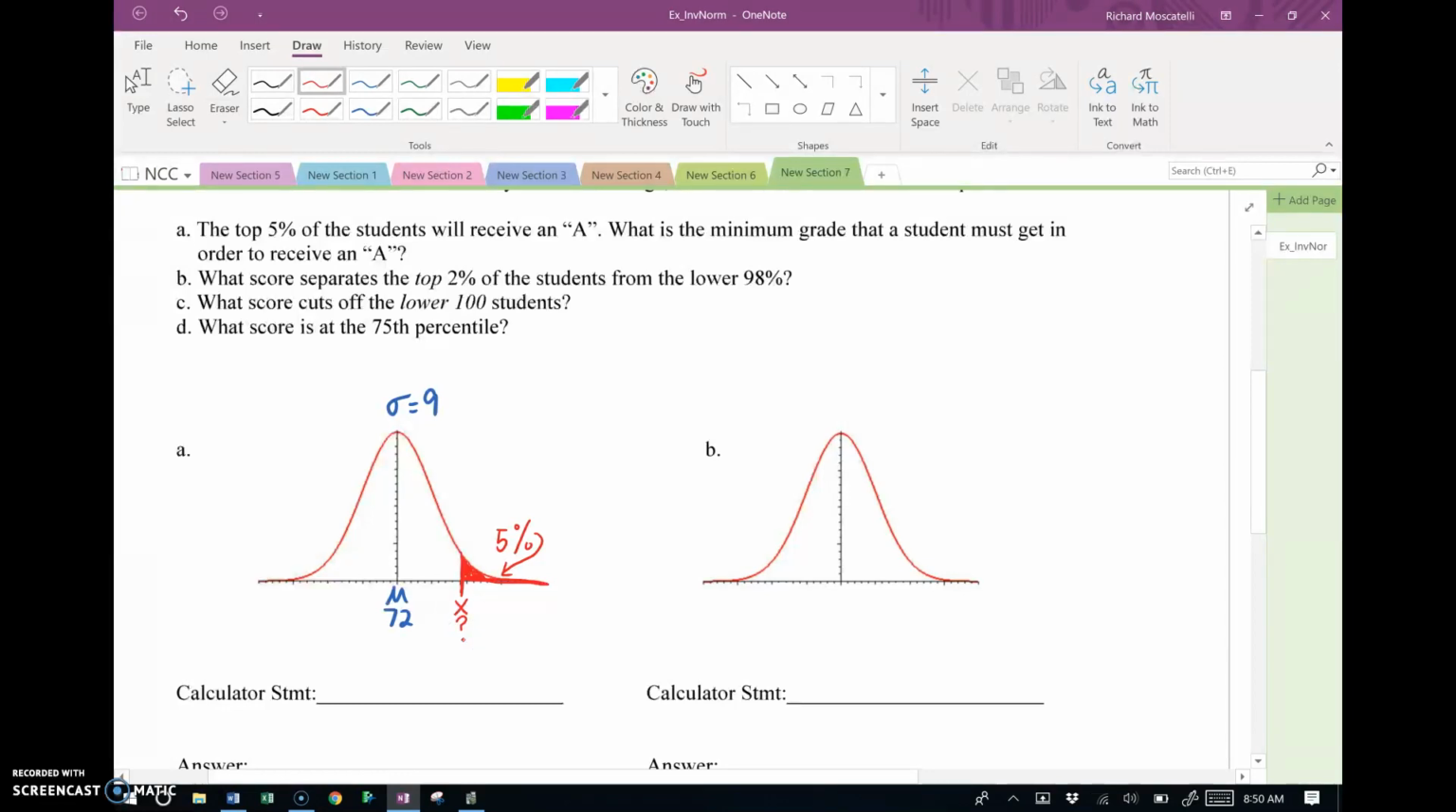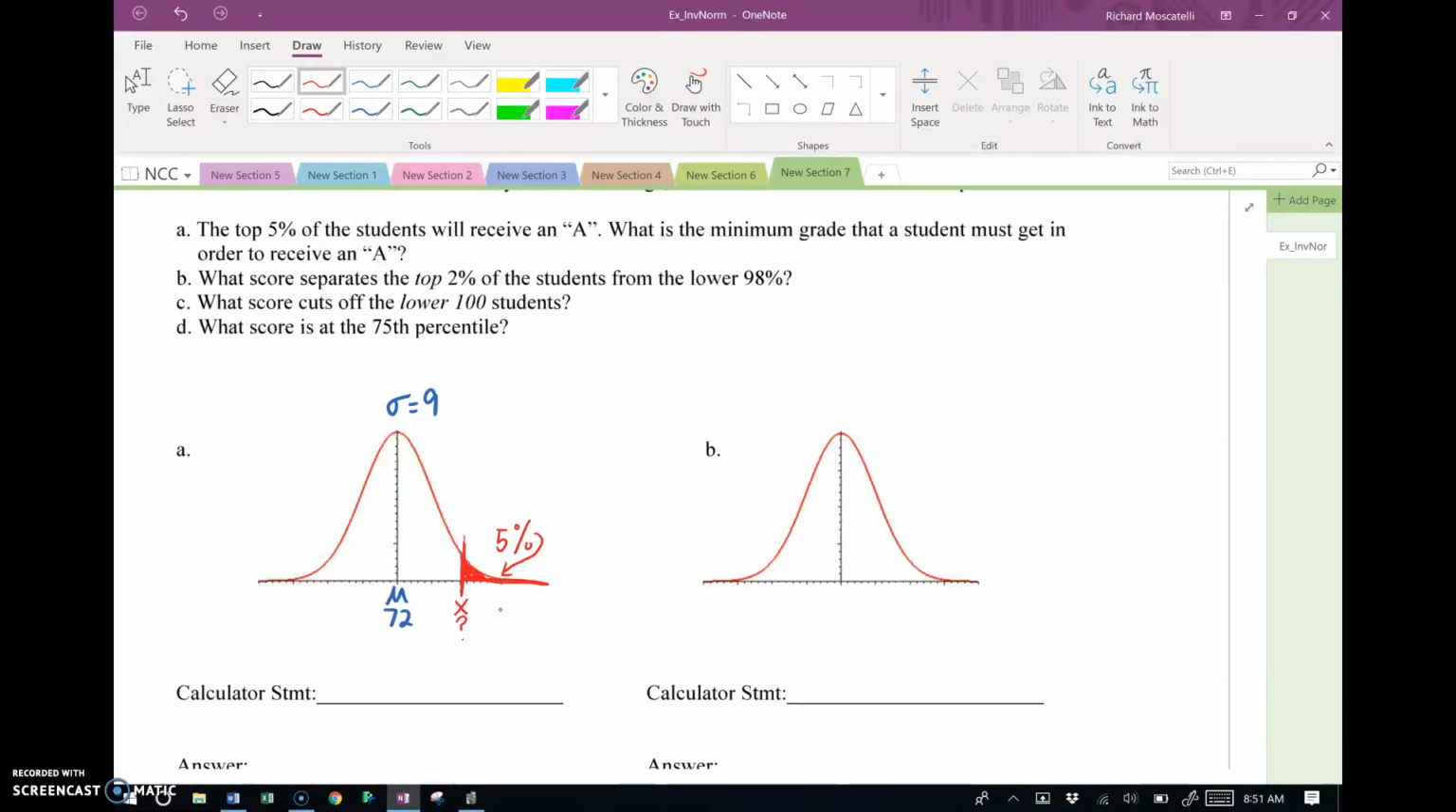What's the minimum grade that the student must get in order to receive an A? All right, so in other words, this score right here, this X value, that is the minimum score that you would get if you wanted an A. And if you got anything higher than that, in that 5% region, you would still get an A. All right, so remember, this is the scenario for the inverse normal, where we have the area and we're looking for the raw score. Remember, if you have the raw score and you're looking for the area, which represents a probability, that's the normal CDF operation, a forward operation. Most people think of this as the reverse operation.